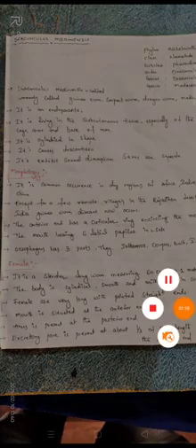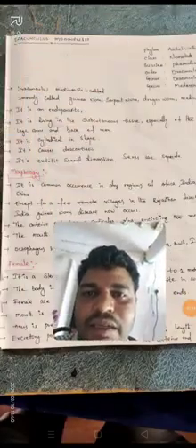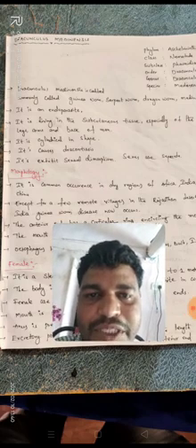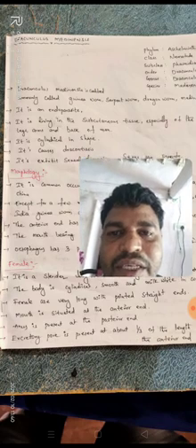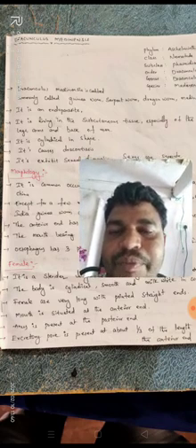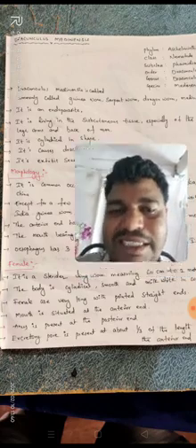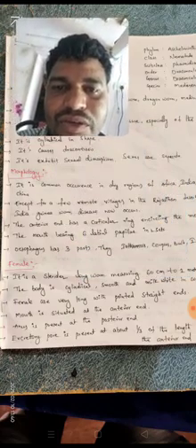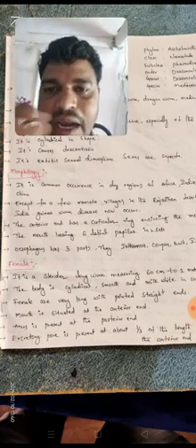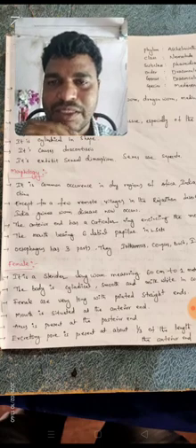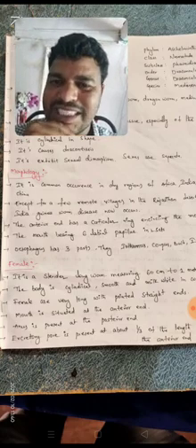It is an endoparasite living in the subcutaneous tissue, especially of the legs, arms, and back of man. It is cylindrical in shape. It causes dracunculiasis, and it exhibits sexual dimorphism, that is, the sexes are separate.